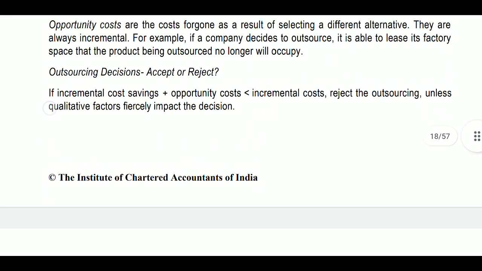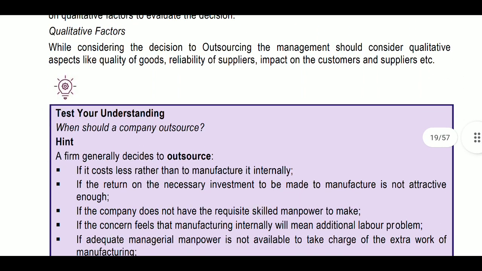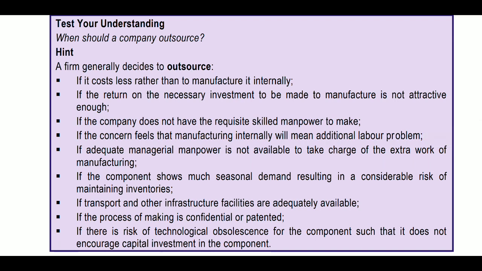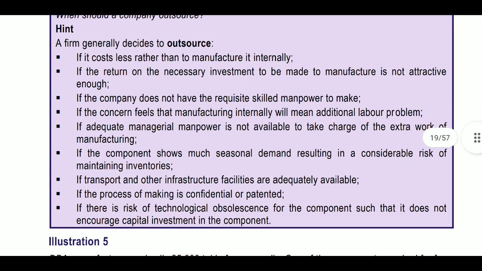What are the qualitative factors? They may be financial stability of the supplier, quality of goods, confidentiality, availability of labor and resources, and reliability of supplier demands. When should a company outsource? A firm generally decides to outsource when it feels it is required.